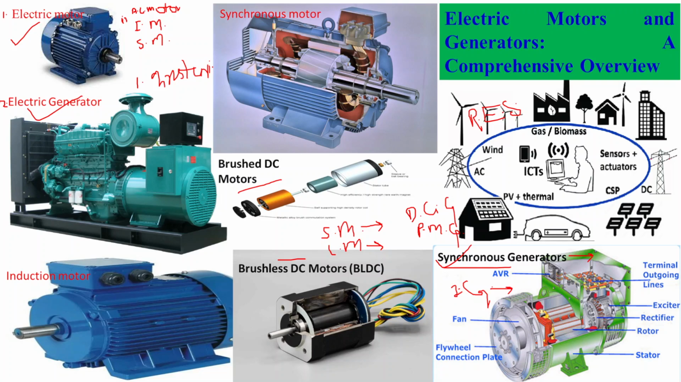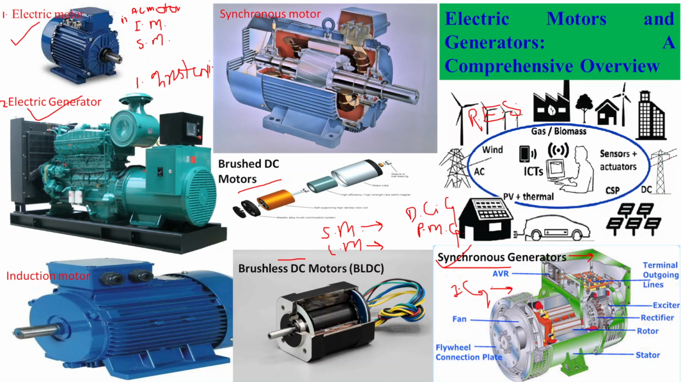Fourth, they can be used in consumer electronics. Electric motors power a wide range of consumer electronics and appliances, including refrigerators, air conditioners, washing machines, vacuum cleaners, and power tools. Electric generators provide backup power in residential and commercial settings, ensuring uninterrupted power supply during outages.